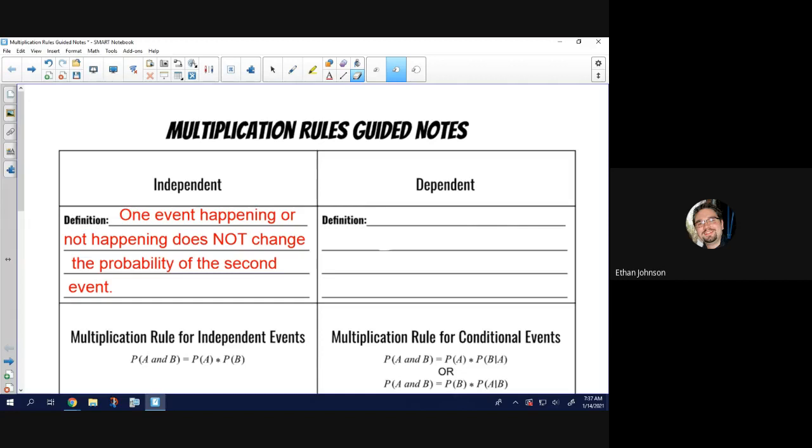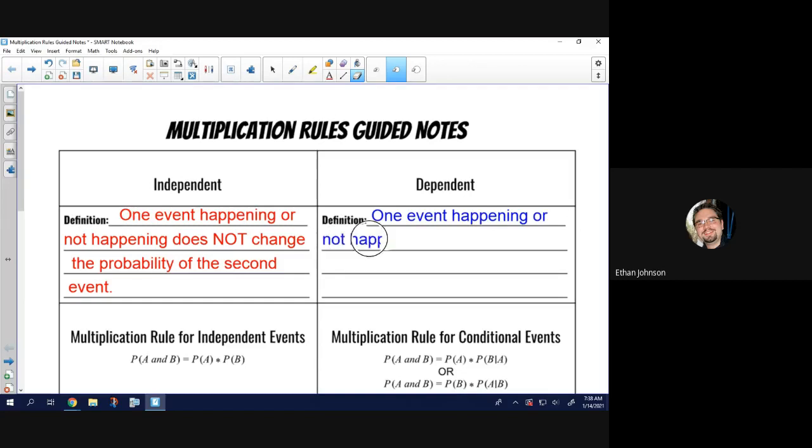For example, if I roll 2 dice, the first die does not affect the outcome of the second die. If I flip a coin, the first flip does not affect the second flip. If I pull a card from a deck of cards, that one can be a little bit tricky. If I pull a card and I put the card back to pull a second card, it doesn't affect the probability. Because the first one we started with 52 cards, pulled the card, put the card back, we still have 52 cards. However, it could also be dependent.